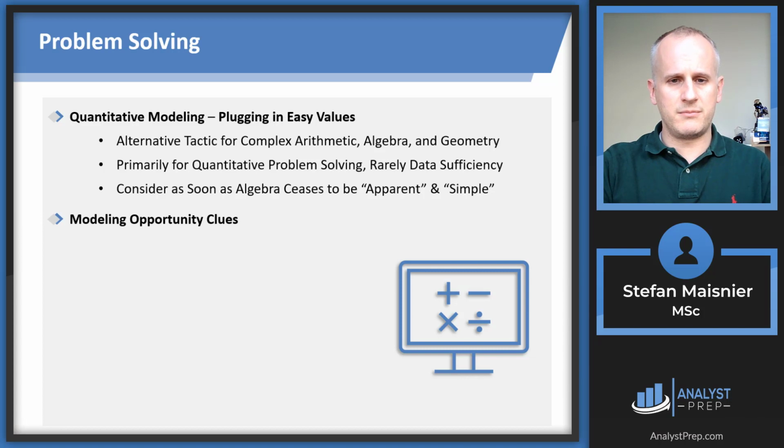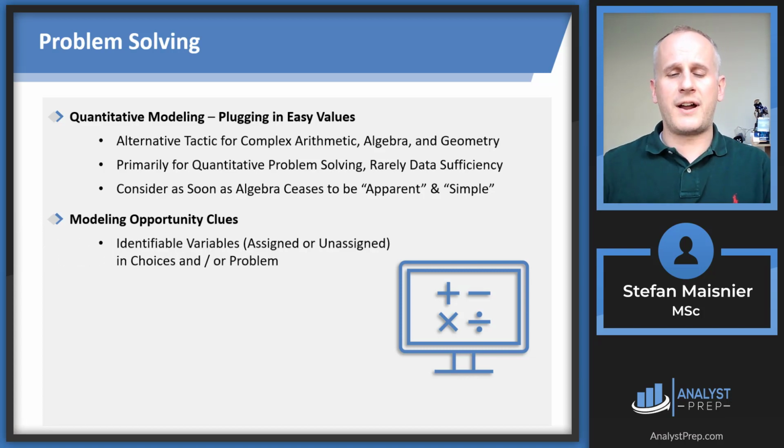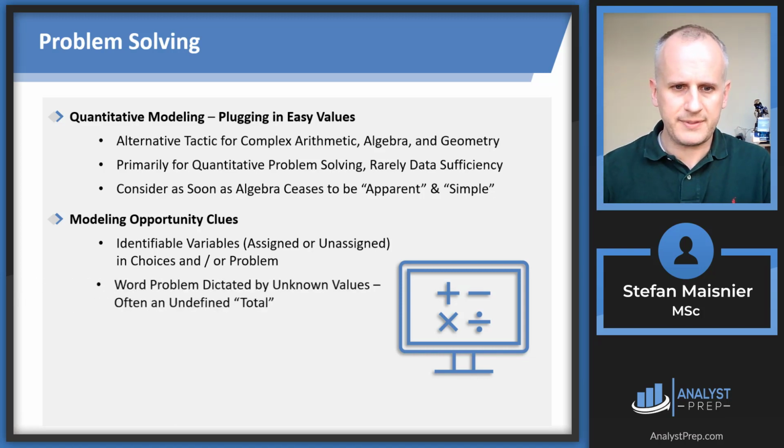So here are some clues that indicate possible modeling opportunities. First are identifiable variables in the choices and/or the problem. Now, those can either be assigned as actual letters, as you'd be familiar with when it comes to algebra, X's, Y's, A's, B's, or they could just be unassigned, unknown values in a word problem. So if they're talking about someone's age, you may not know what that age is, and that could potentially be something that you could model.